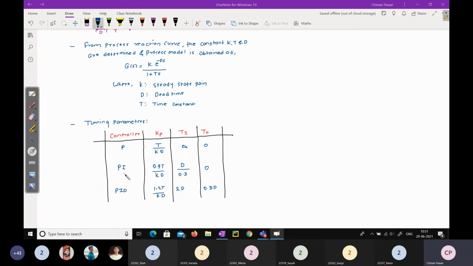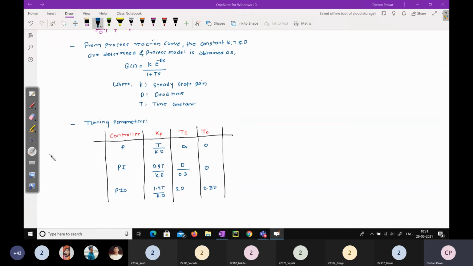If you use a PI controller, we need to adjust the parameters Kp and Ti. So Kp will be 0.9 T upon K into D, and the Ti parameter will be D upon 0.3. And if you use a PID controller, we need to set Kp, Ti, and Td. Kp value is 1.2 into T upon K into D, Ti value will be 2 into D, and Td value will be 0.5 into D.